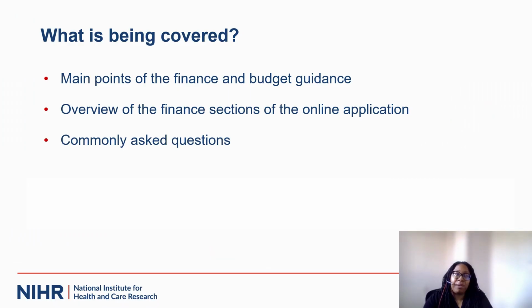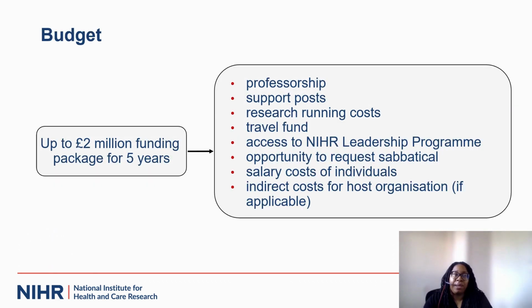So I'll be covering three main things. I'll be going through the finance and budget guidance, picking out the main points, providing an overview of the finance sections of the online application, and then I'll finish on commonly asked questions. If you want more information about the scheme or want to access the full guidance notes, you can download that from the NIHR website.